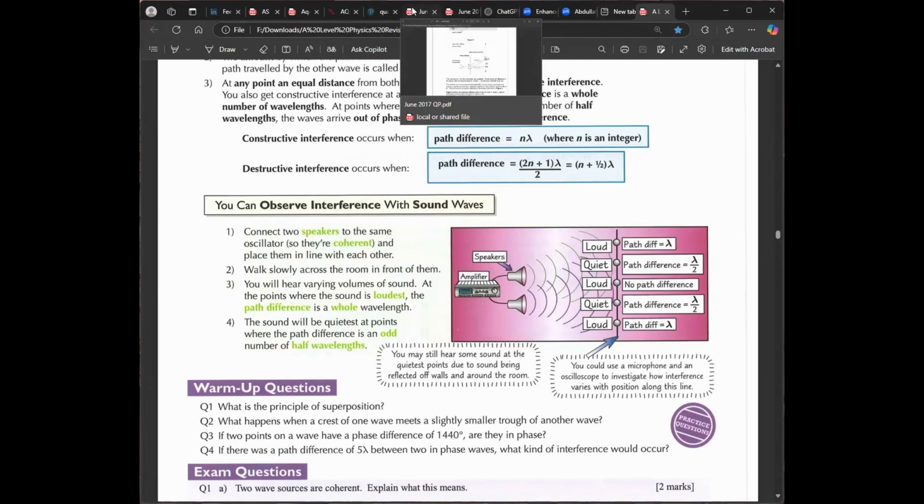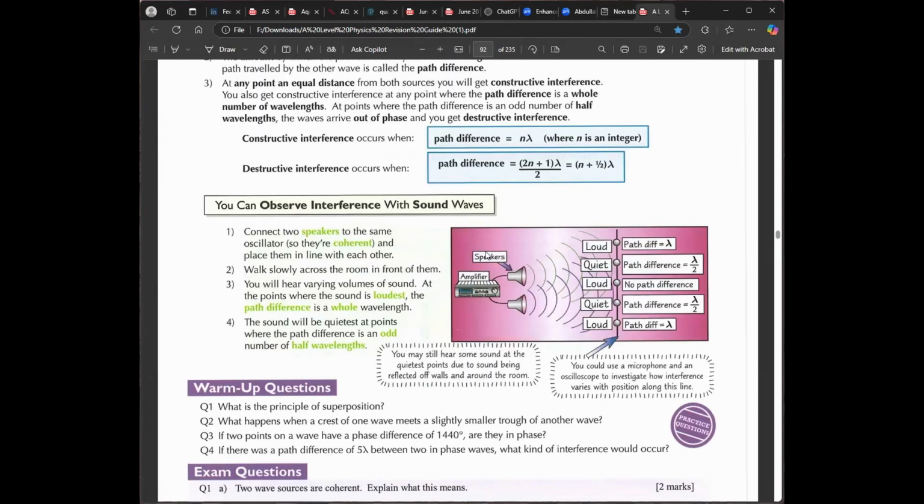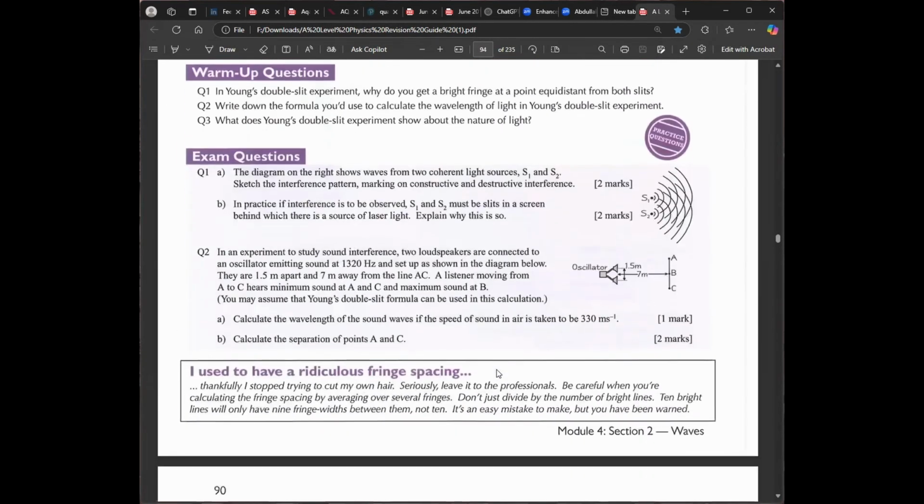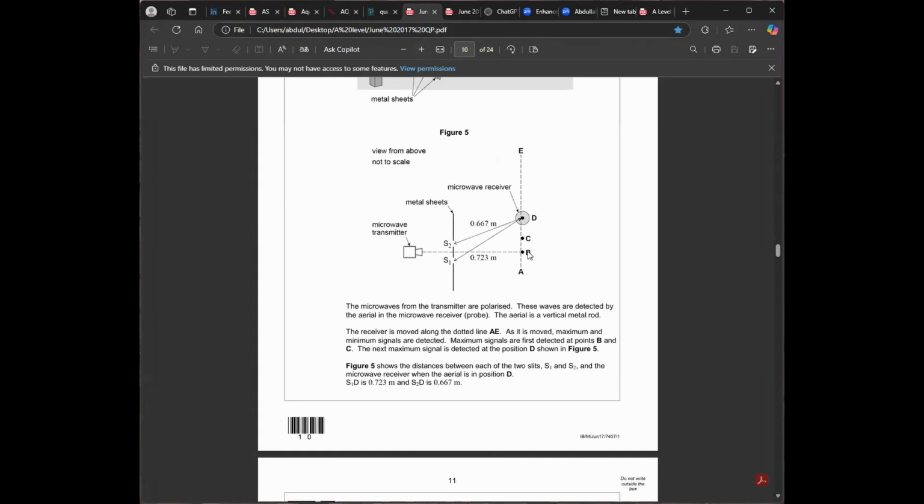So now if I go back, this is where there is constructive interference, right? It's n equal to 0, zero order. So this is zero order, C is first order, then D is second order. So what should be the path difference for the two at D? Can anybody tell me?